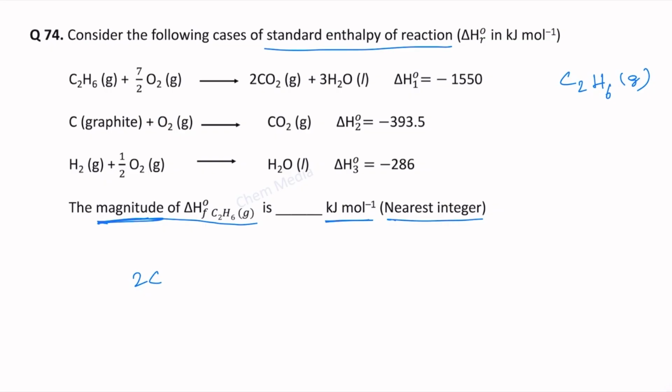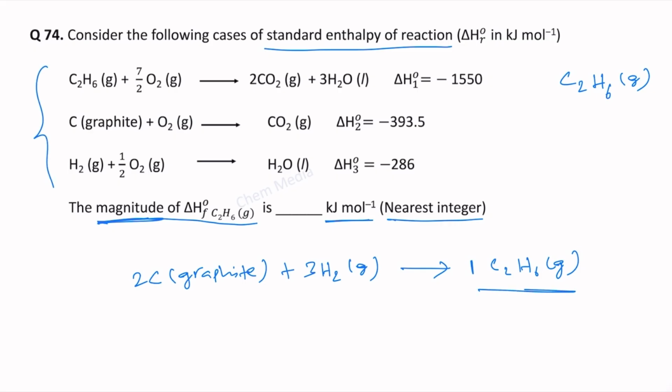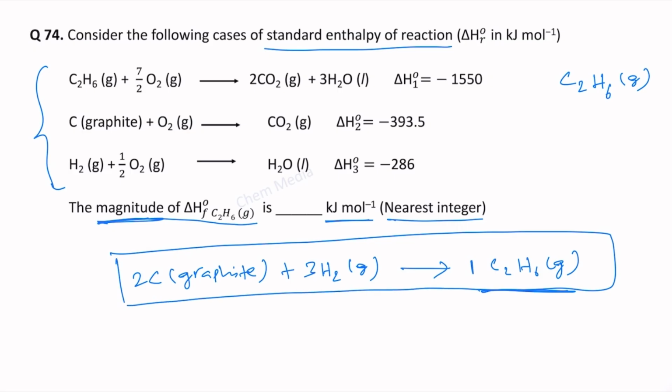If we have 2 carbon, which exists as graphite in the standard state, and hydrogen, which exists as H2 gas in the standard state, then we can get 1 mole of C2H6 gas. Now think about how we can get 1 mole of C2H6 from these 3 equations. Basically, how can we arrive at this equation using these 3 equations? What changes do we need to make?